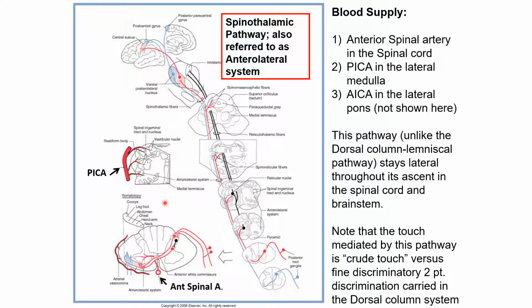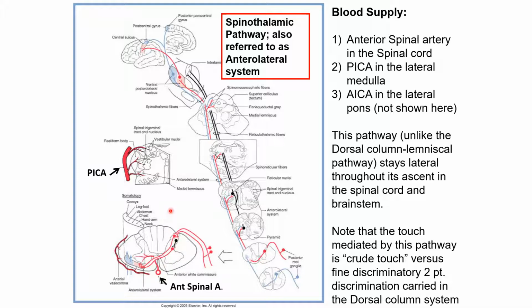The blood supply to the spinothalamic pathway is shown here, starting out in the spinal cord, and we see the anterior spinal artery sitting in the midline feeds the entire ventral and lateral portion of the spinal cord, including the spinothalamic tract and the corticospinal tract sitting here. And that same anterior spinal artery feeds both sides.